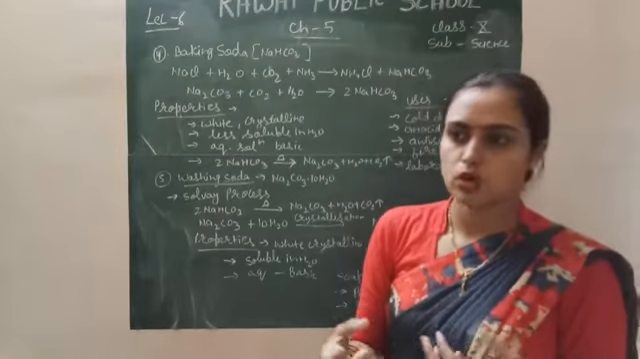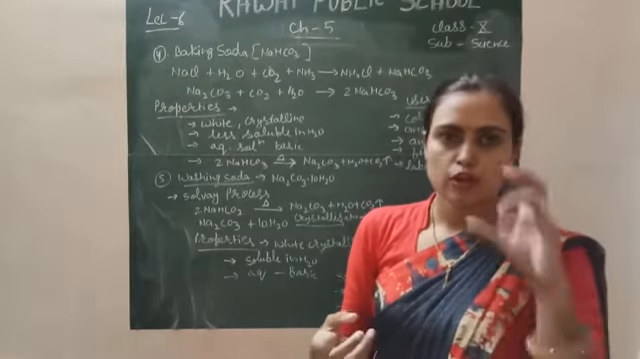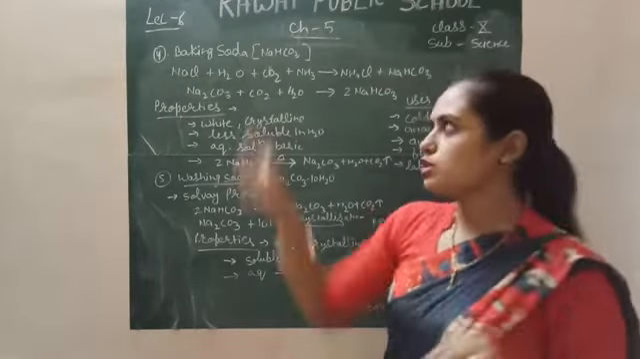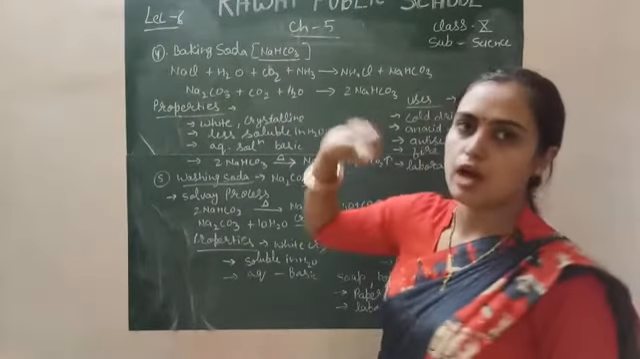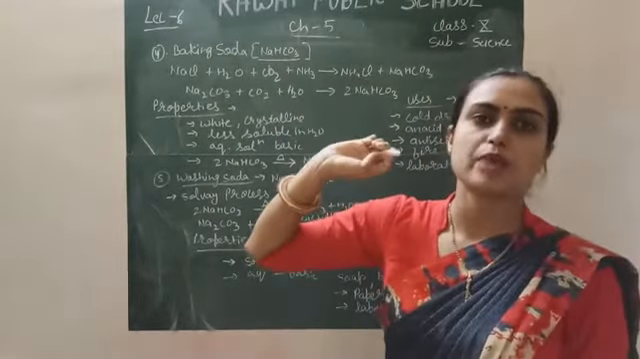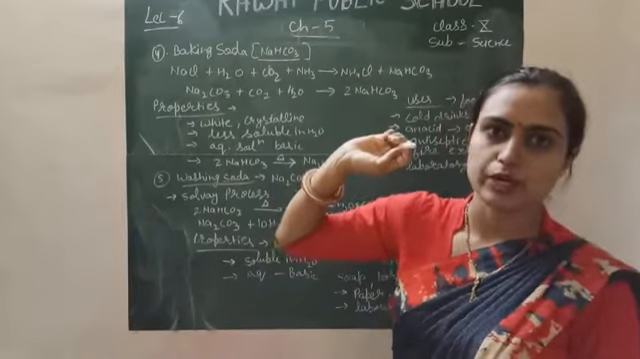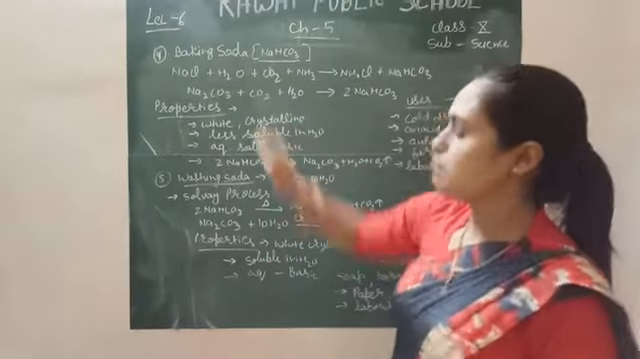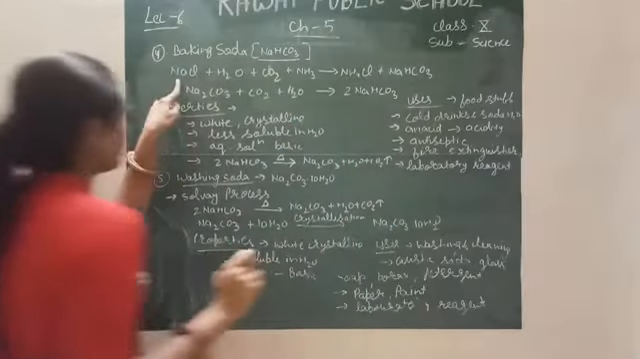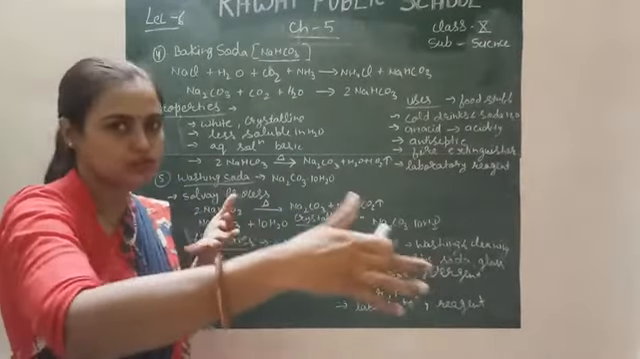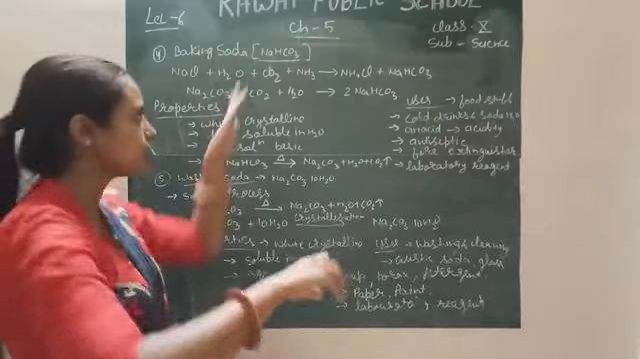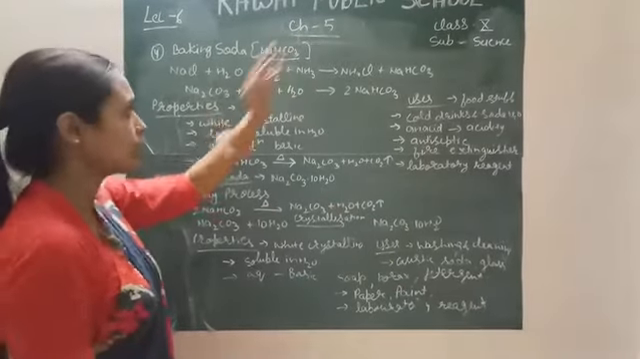Food soda, because it is used for softening the food. Its chemical formula is sodium hydrogen carbonate, and its common name is baking soda or food soda. This is generally made by passing carbon dioxide. After passing carbon dioxide, sodium hydrogen carbonate is formed.